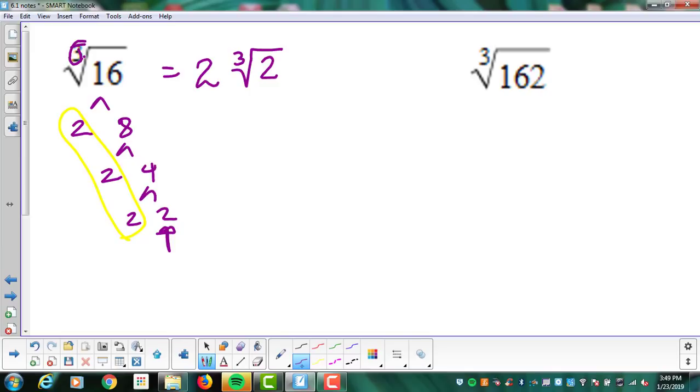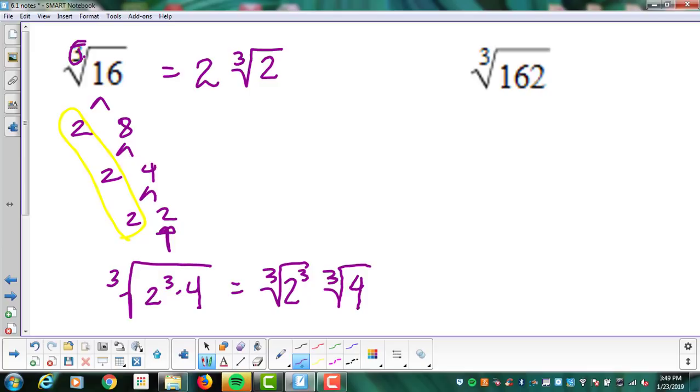So this is the same thing as saying 2 to the 3rd times 2, which is 16. And if I'm trying to find the cube root of it, then I'm doing the cube root of 2 to the 3rd and the cube root of 2. And the cube root of something cubed cancels out, and I get 2 times the cube root of 2. Same answer that I got above.